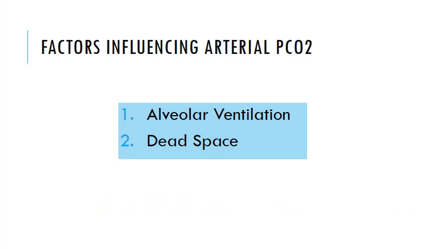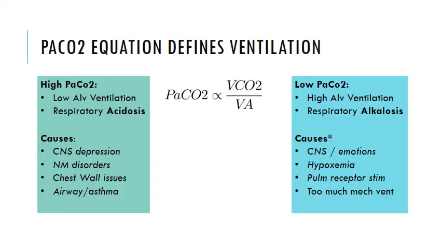There are two main factors influencing carbon dioxide levels in the blood. Number one, alveolar ventilation. Number two, dead space. Over the next few slides, we're going to talk about how both of these can impact our patients as well as arterial concentrations of CO2 in the blood.